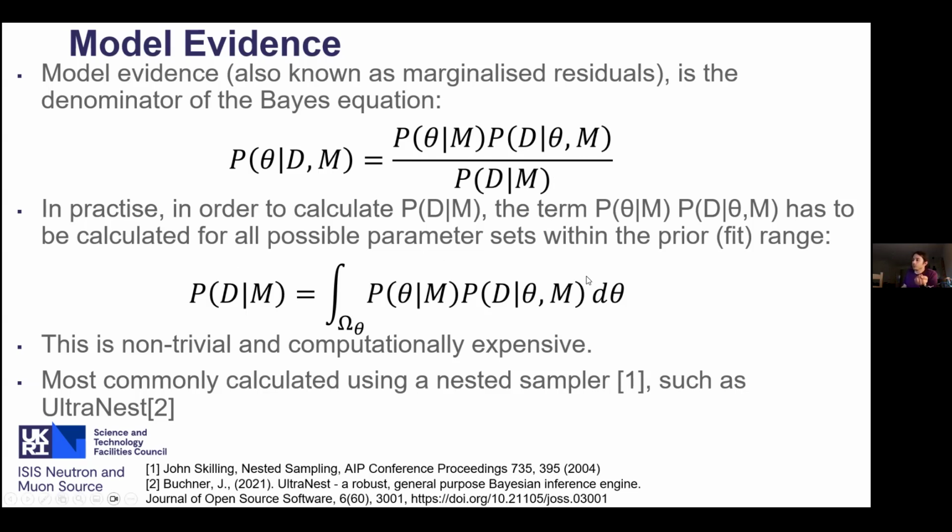But if we want to do model selection, we actually need this value. So as Andrew has shown earlier, in order to calculate this, we have to use something like a nested sampler, such as UltraNest, Dynesty, MultiNest, and so on and so forth. This is computationally expensive, though. Okay, just going to put that out there.